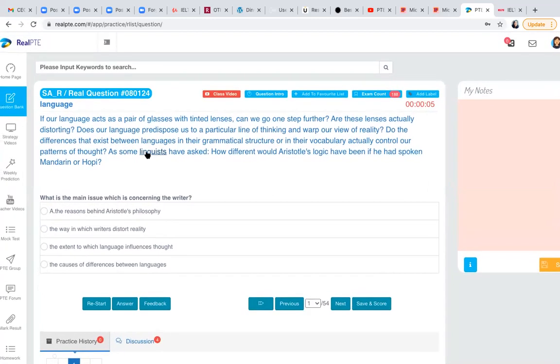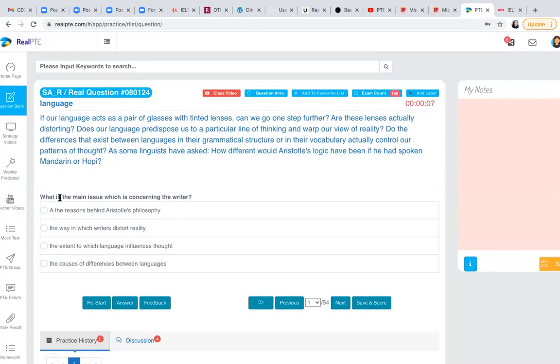This is how the first question is going to look. You look at the question statement first. That's your first job. So step one, or approach one: look at your question statement and try to paraphrase it, or talk about it in your own words. What is the main issue which is concerning the writer? So what are your keywords here? Main issue concerning the writer. Main issue could be the main concern, main problem, the concern which is a priority, or a primary concern.